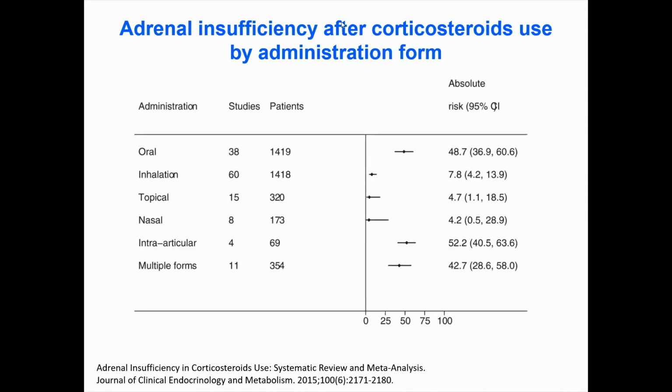So this is looking at the adrenal insufficiency risk by administration form. Here, with oral steroids, up to 50% could have some degree of adrenal insufficiency, though even some of the patients receiving inhaled, topical, or nasal steroids were at risk for adrenal insufficiency. Interestingly, the ones who got an intra-articular steroid were also at risk for adrenal insufficiency.